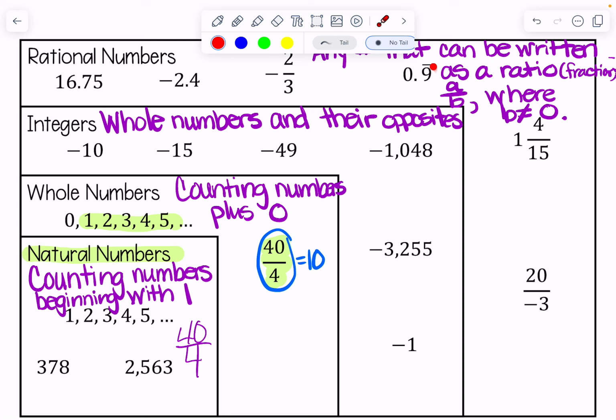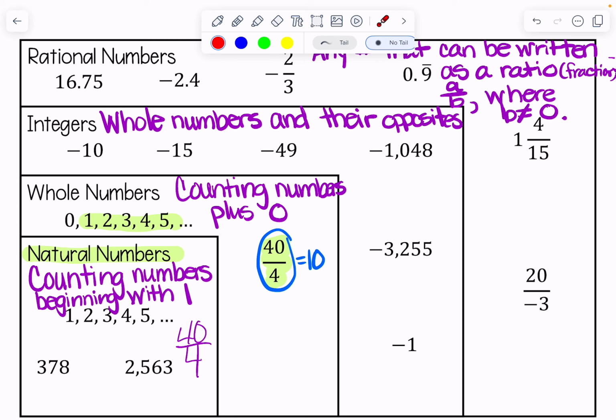We also have repeating decimals. So if you look at this little bar notation right here, that's what's noting that that is a repeating decimal. So 0.9999999 and so on, and there's a repeating pattern there. So repeating decimals and terminating decimals are going to be a part of the rational number system.